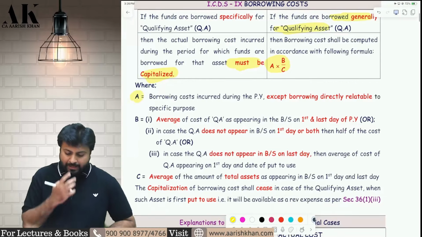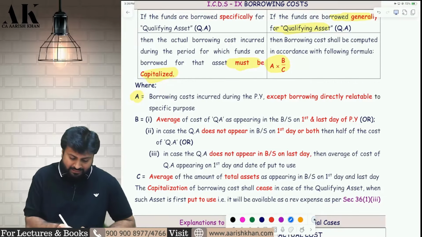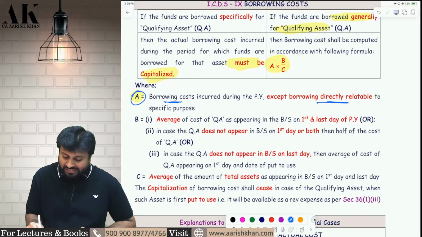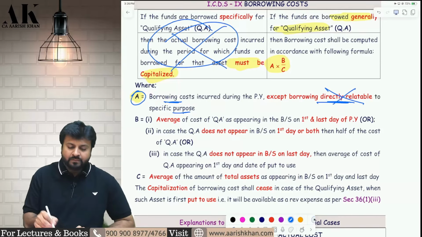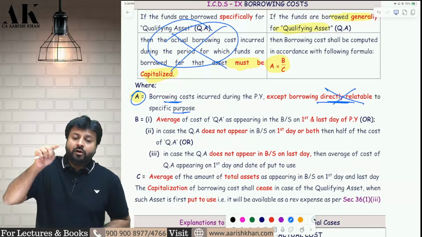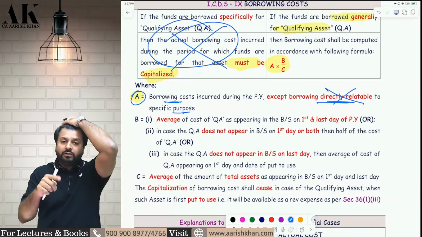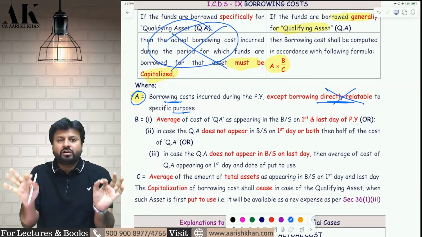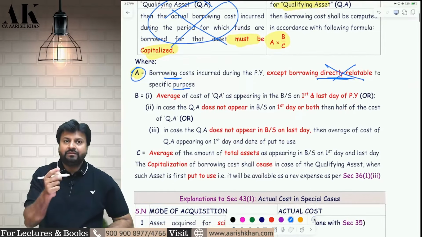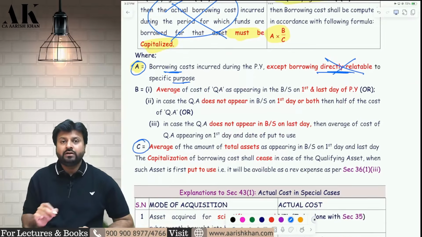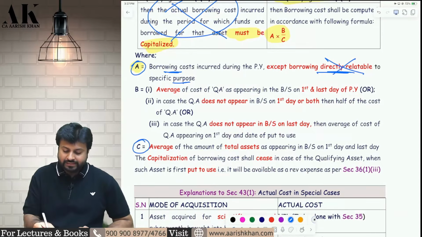So what is A? A into B divided by C. A is your borrowing cost of general borrowing, except the borrowings which are directly relatable to the qualifying asset, which are covered over here. Whatever is the general borrowing, take the borrowing cost of that, that will be your point number A. That will be your interest cost or borrowing cost of general borrowing. After that, what is B? B I will tell you in a while. First I will tell you C. What is C? C is the divisor.